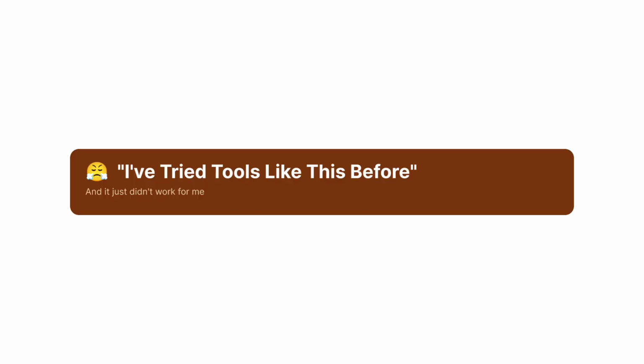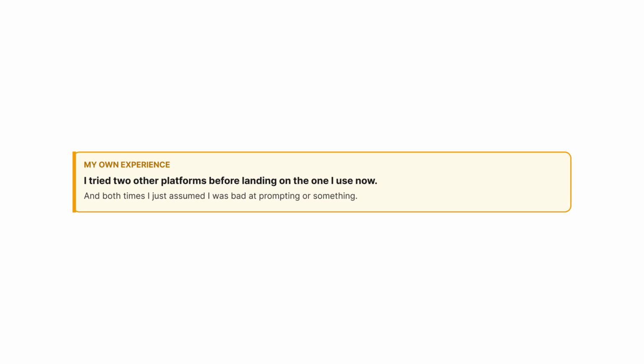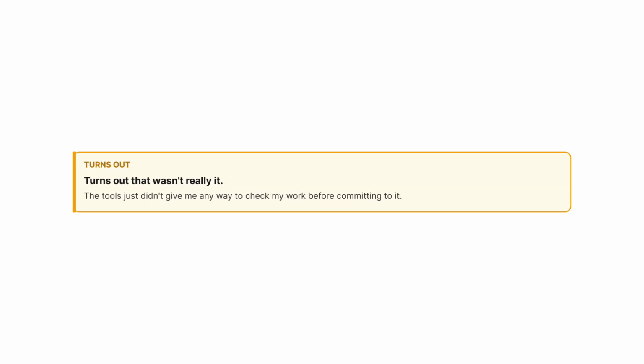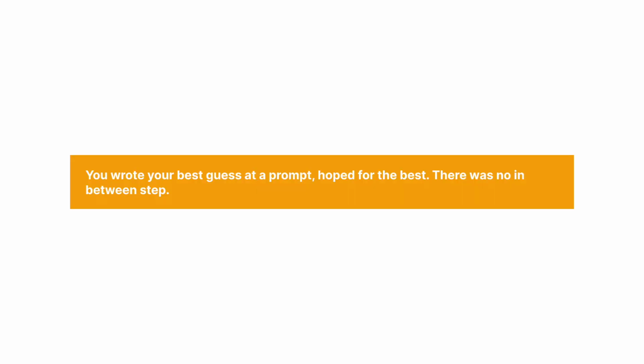I know some of you are thinking, okay, I've tried tools like this before and it just didn't work for me. And honestly, I hear that a lot. I've been there too. I tried 2 other platforms before landing on the one I actually use now, and both times I just assumed I was bad at prompting or something. Turns out that wasn't really it. The tools just didn't give me any way to check my work before committing to it. You wrote your best guess at a prompt, hoped for the best, and that was kind of it. There was no in-between step.